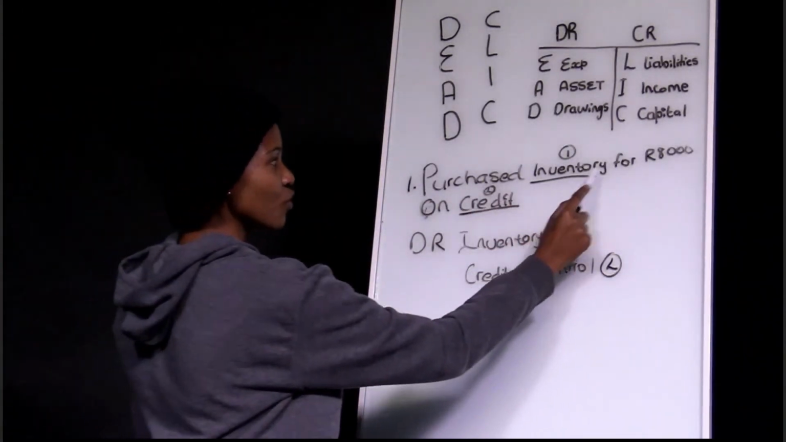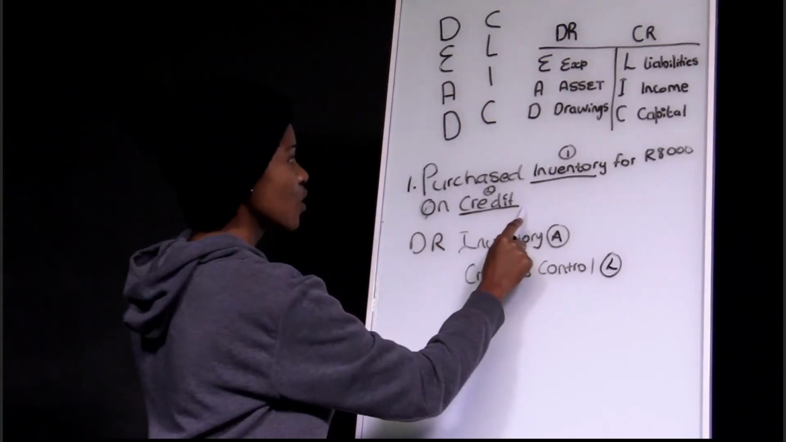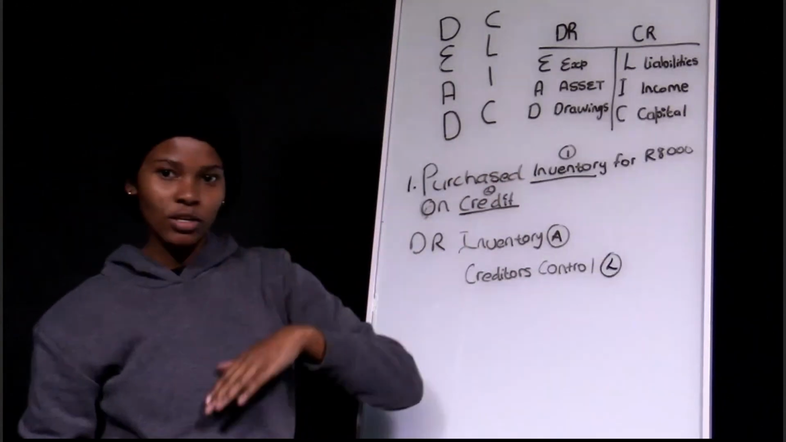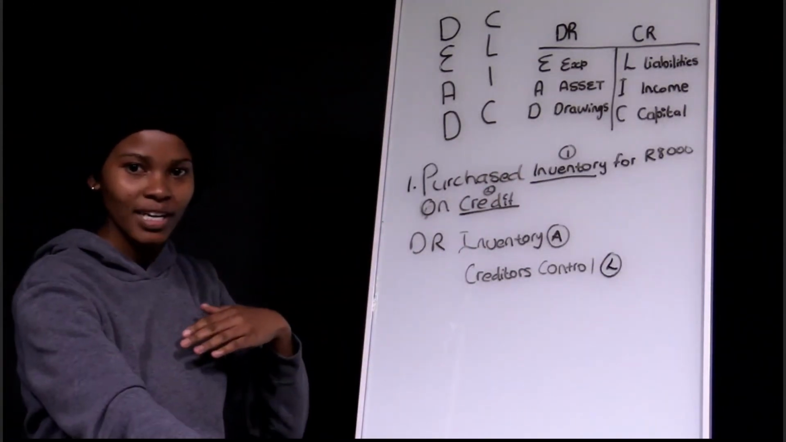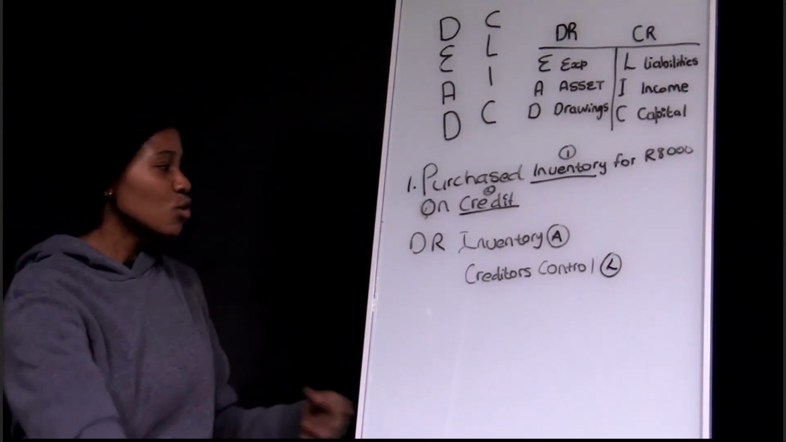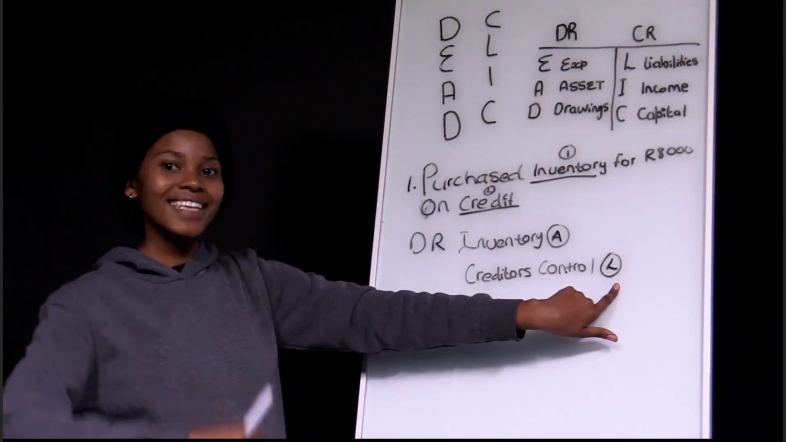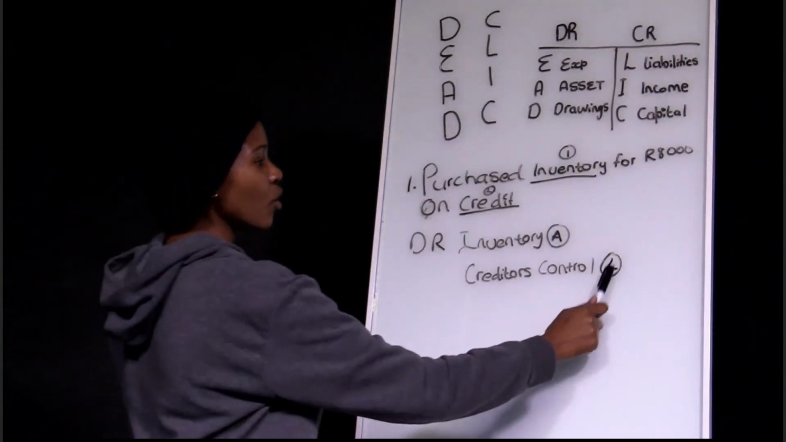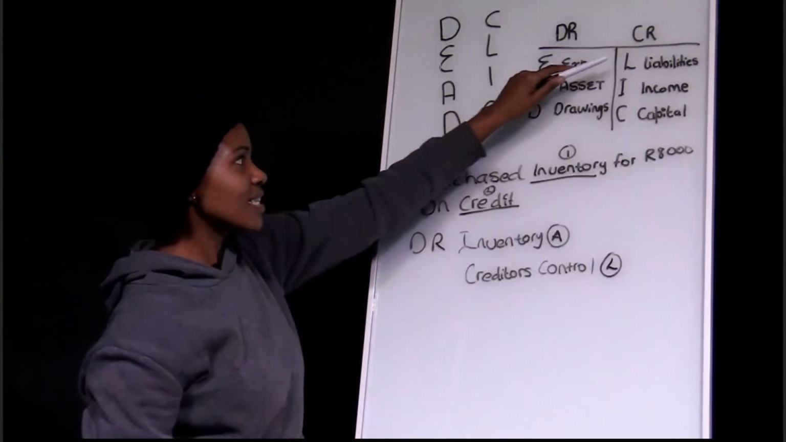We purchased inventory for 8,000 on credit. So this means that we received stock, someone gave you trading stock, but you did not pay for that stock, right? So you owe that person. So your liabilities in this case are what? They are increasing because you owe money to these people.